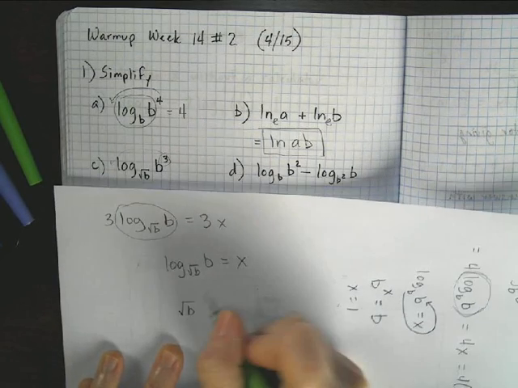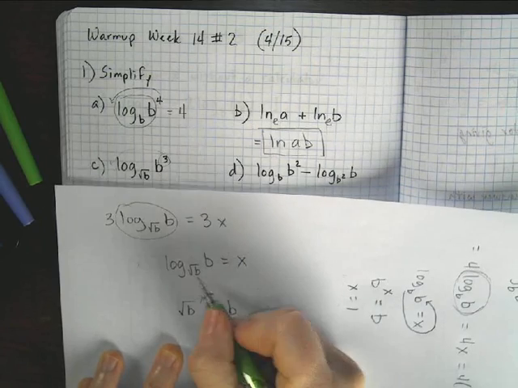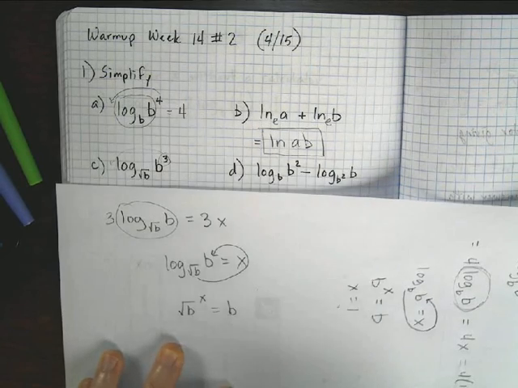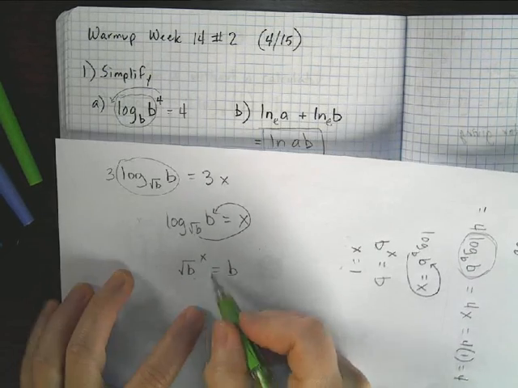So square root of b to the power of x equals b. So I'm just rewriting it in exponential form. So can I simplify this?